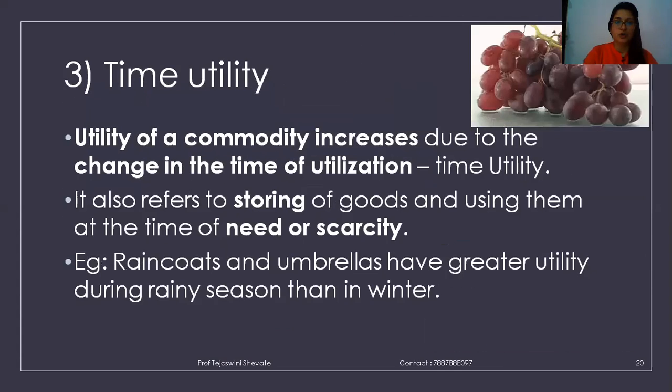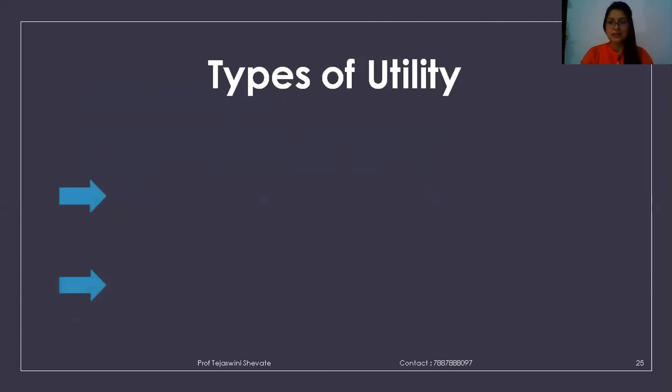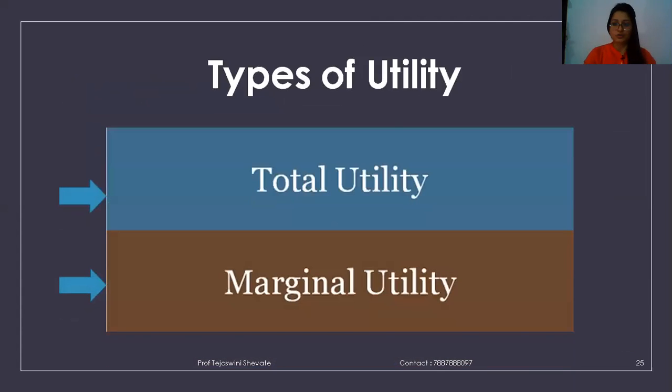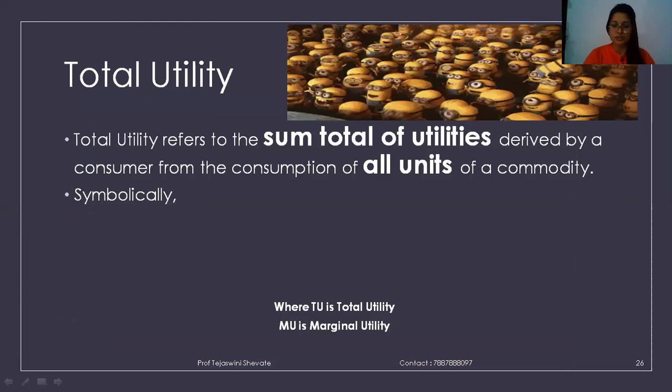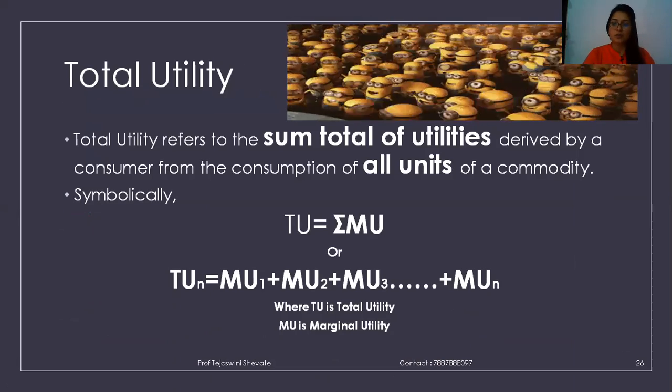Okay, so talking about the concepts of utility, that is total utility and marginal utility. These are the two concepts of utility. We are going to see them more in detail. So what do you mean by total utility? Total utility is the utility which is derived from the sum total of the utilities derived by a consumer from consumption of all the units of a commodity.